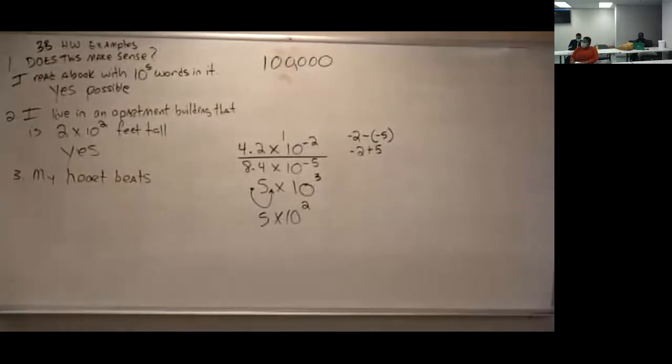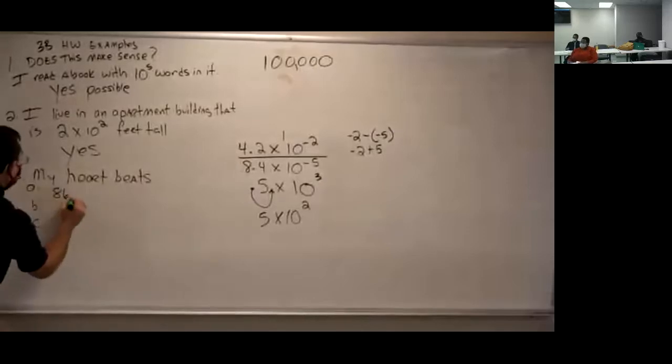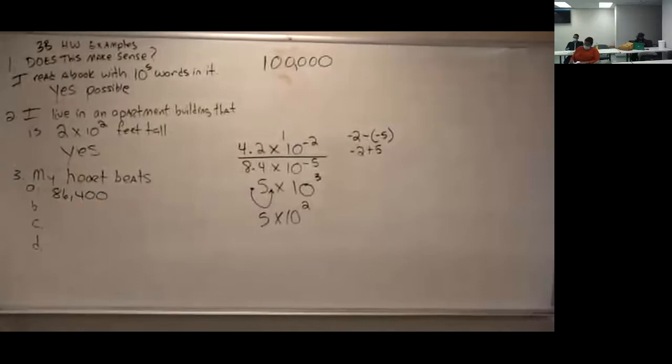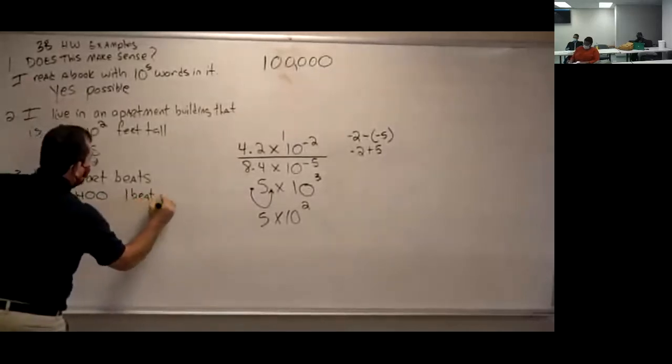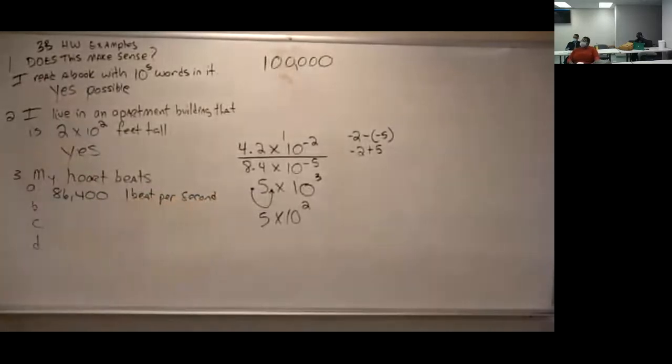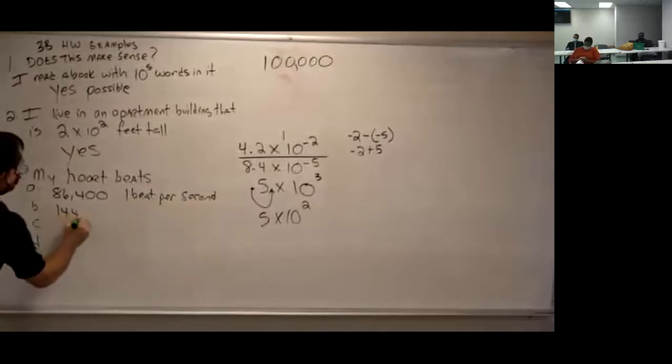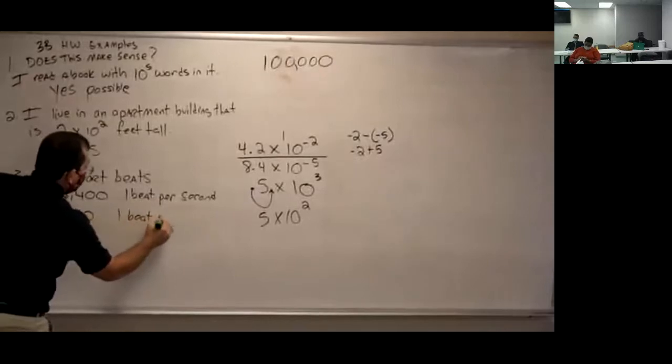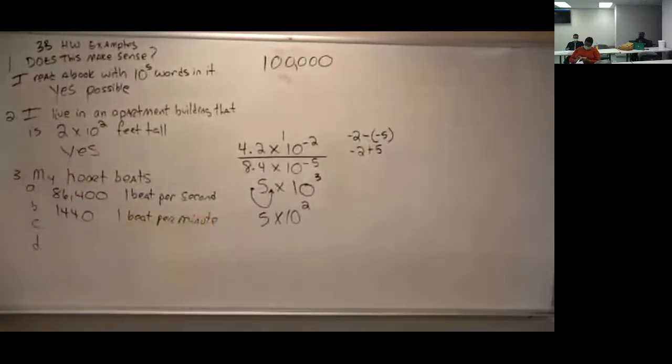Okay. So this one wanted me to choose the best answer. 86,400. They got that by 1 beat per second. Next, 1440. They got that from 1 beat per minute. Next, 8640. They got that from 1 beat every 10 seconds.